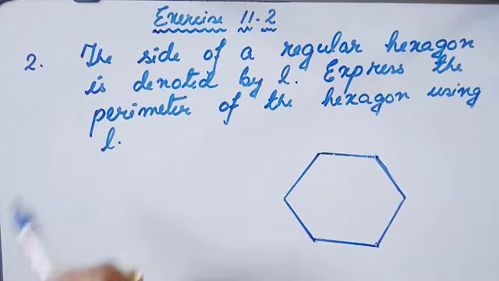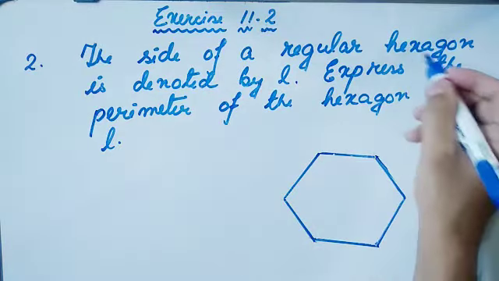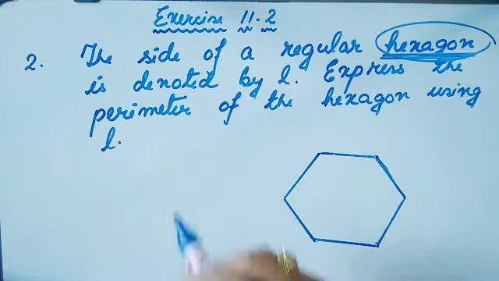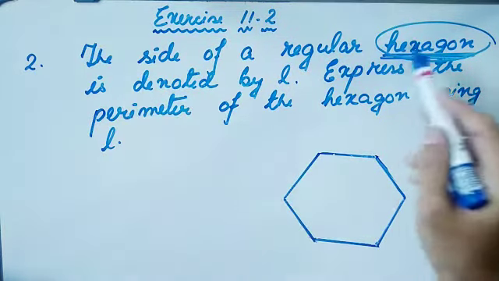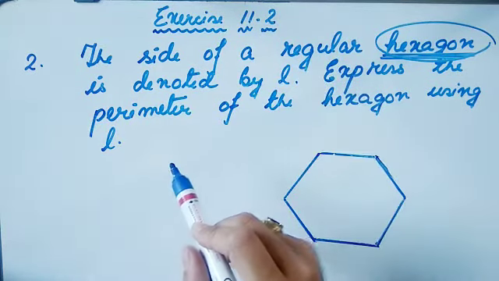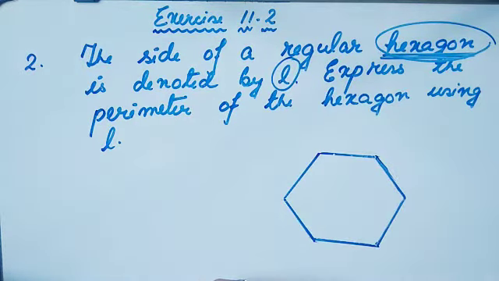Next, students, let us try to solve our question number 2. So question number 2 says the side of a regular hexagon. Before we continue reading the question, students, do you know what you mean by the word hexagon? Yes, hexagon is a polygon having how many sides? 6 sides. So here in the question, they have given us a regular hexagon, and the side of the hexagon is denoted by the variable L.